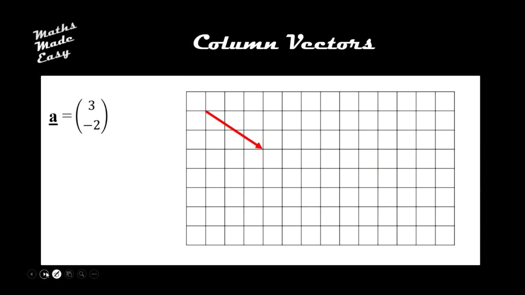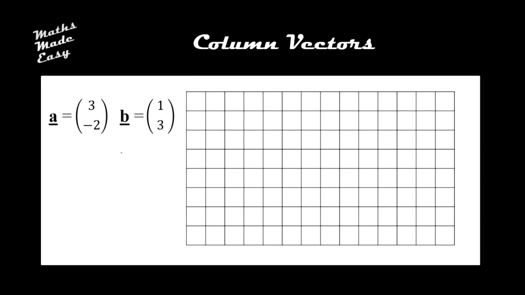What about -a then? Now -a is just the same as this vector, but instead of starting here and ending here, I go in the opposite direction. I start here and I end here. So it's a bit like flipping the arrow back round the other way. So for this vector, I'm going to start here. I'm going to go 3 left and 2 up. So 3 left is -3 and 2 up is a +2. So when you have a negative vector, you just take the original vector and then swap all of the signs. So the 3 becomes a -3, the -2 becomes a 2.